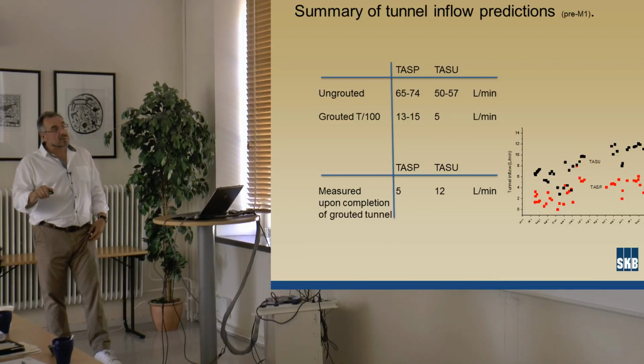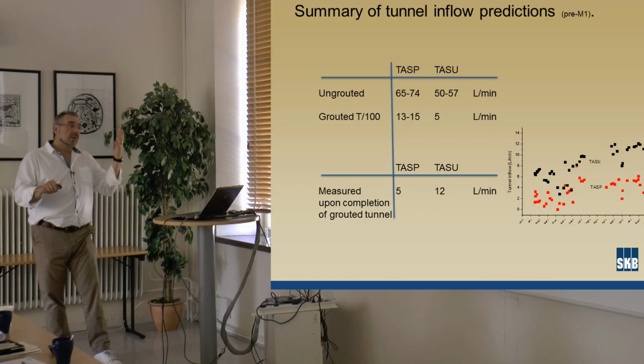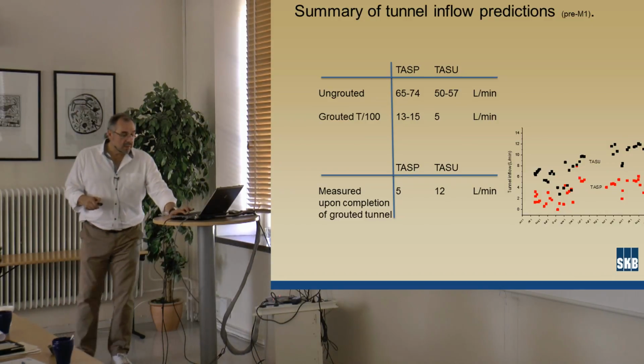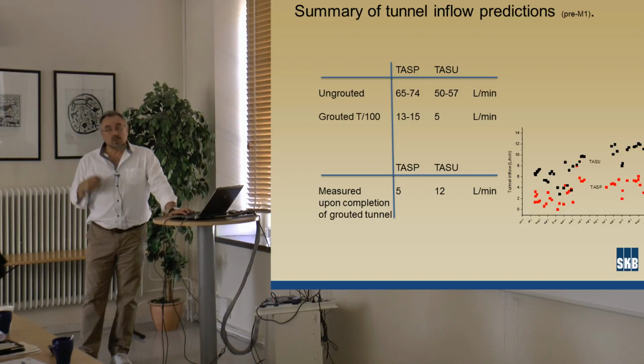And this is the actual time series of a measurement for the 2 respective tunnels. So we obtained 5 liters per minute for the one tunnel, to be compared to 15. And for the other one, the actual inflow was 12 and we predicted 5. That was the result, basically, of the prediction, just to have a check in the end.